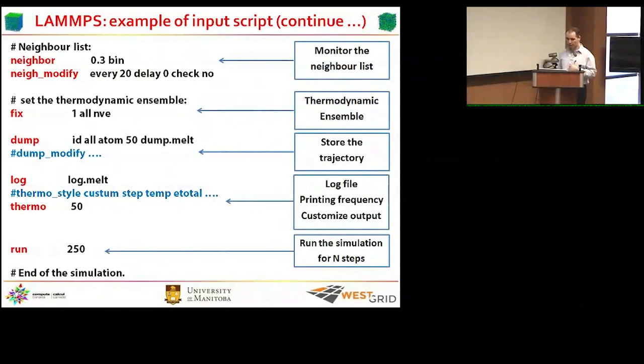Now, when you run the simulation, you want to check how the simulation runs and how the properties change as a function of time. For example, the pressure of the system, the temperature, and so on. So there is a command thermo, and the number of steps, that tells the program how often to write these parameters. Then at the end, run. So run 250. This means that the simulation will run for 250 steps.